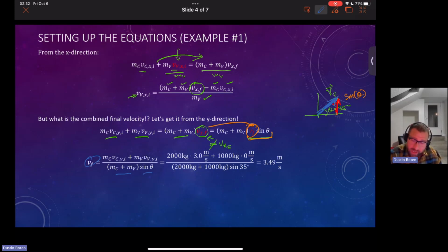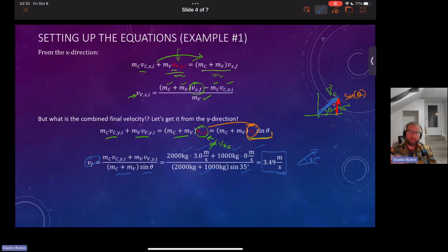So in this situation, I actually know all the parameters. I know the masses, I'm good to go. I know their velocities. I know the total mass at the end, and then I know the angle. So I can plug all that in, and it turns out the overall speed, or the overall velocity, of this amalgamation of cars is actually 3.5 meters per second at 35 degrees. All right, now I have my overall vector.